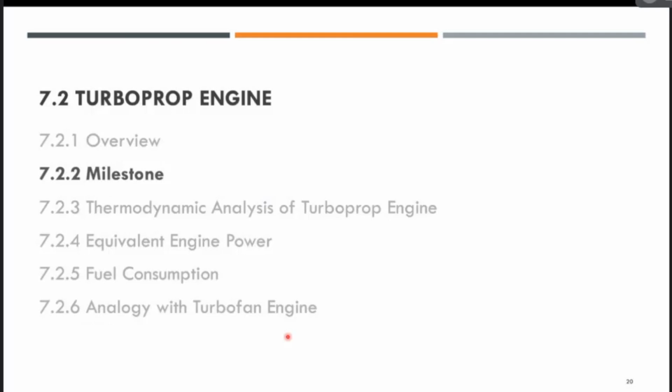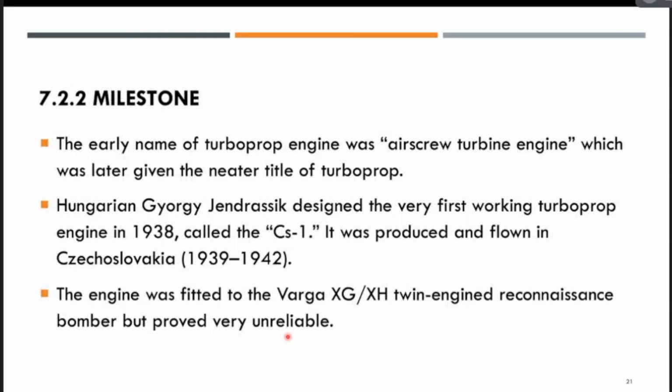Okay, let us move into the next part, 7.2.2. We will look into the milestones of a turboprop engine. The early name of a turboprop engine was air screw turbine engine, because you have the big propeller there, which was later given the neater title of a turboprop.